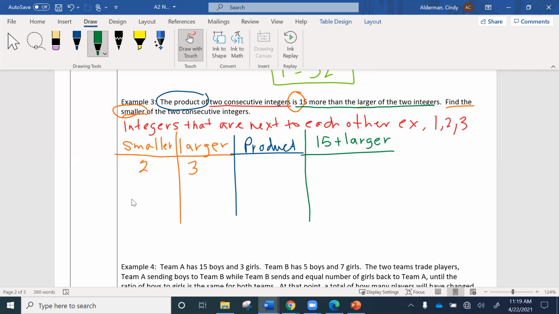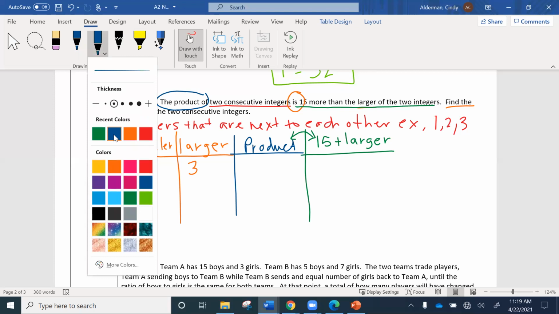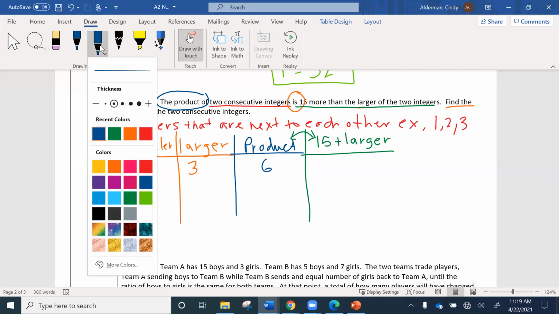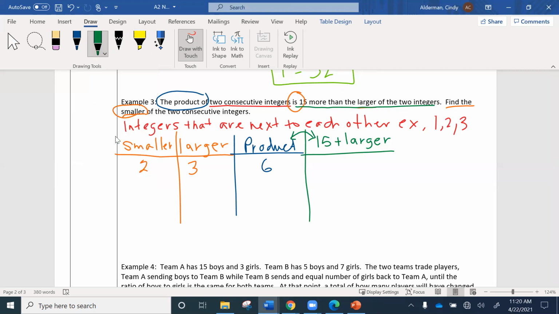So what are they saying? The product is 15 more than the larger. So what we're looking for is for the product to equal that column. All right, so the product of 3 and 2 is 6, right? Product means multiplication. So 2 times 3 is 6. And now we're just going to list whatever the larger number is plus 15. So the larger number is 3. So we have 15 plus 3, which equals 18.